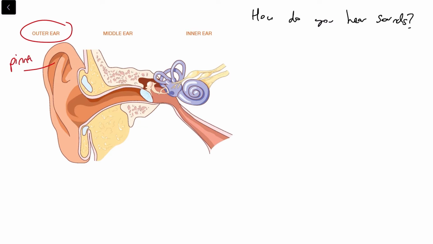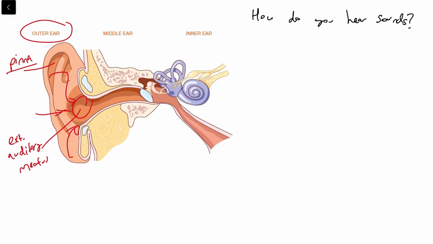Basically, the pinna has the function of directing sound pressure waves that come from any angle towards this guy right here. This is called the external auditory meatus. I always think meat when I see that, but whatever. Sound is going to bounce off the walls of the pinna, and all these sound pressure waves are going to start going into this ear canal, this external auditory meatus. Meatus literally means hole in Latin.